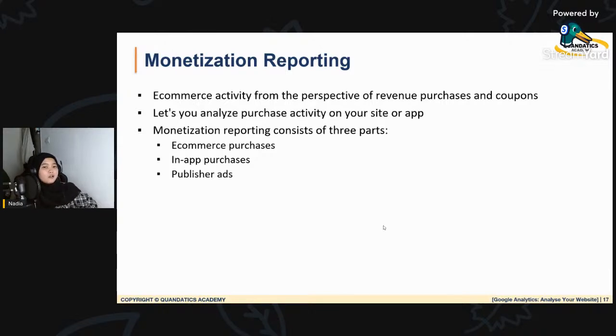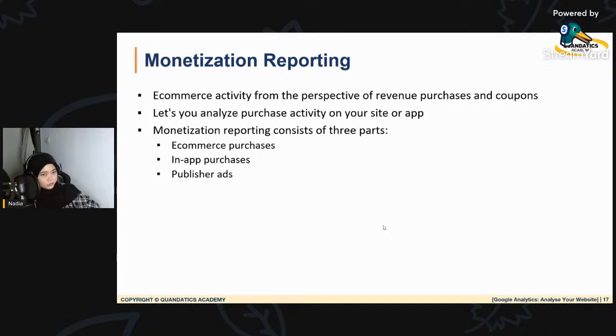So any kind of money-related reporting on your website is going to be reported in the monetization section. It helps you analyze any kind of purchase activity, if you have any purchasing activity on your site or on your app, and it has three parts. Of course, it has 3+1.